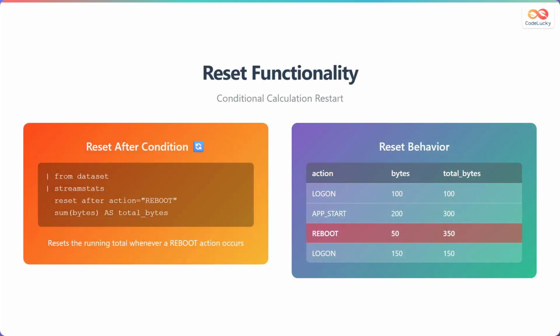The reset functionality allows you to restart calculations when specific conditions are met. In this example, we're using reset after action equals reboot to restart our running total whenever a reboot action occurs. The running total accumulates normally until it encounters a reboot event. After the reboot event is processed and included in the current total, the next event starts a fresh calculation. This is shown where the running total reaches 350 at the reboot event, but then resets and begins counting again from 150 for the subsequent logon event. Reset functionality is particularly useful for calculating statistics within defined boundaries or sessions.